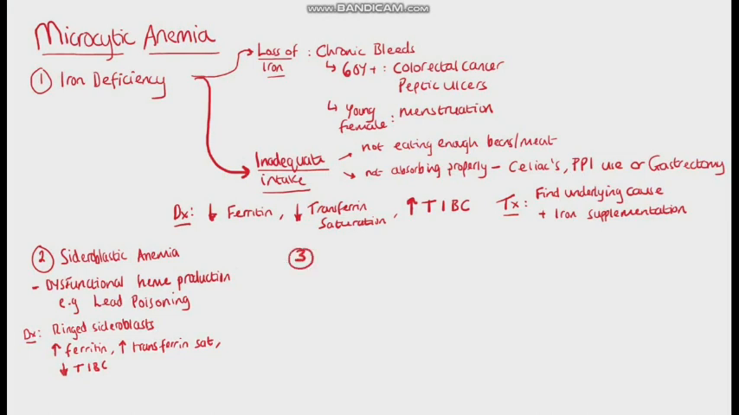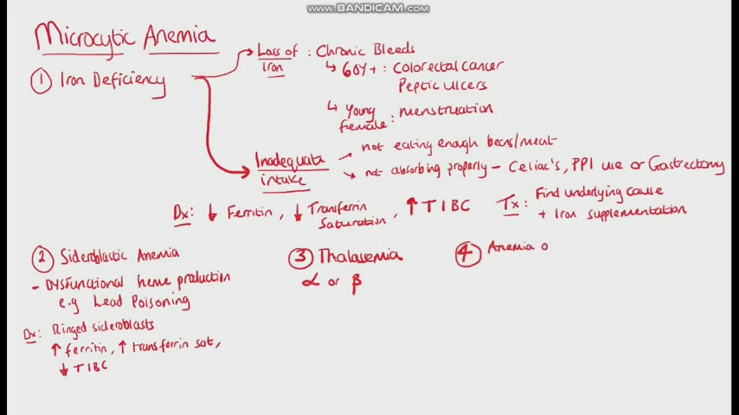Thalassemia is another cause of microcytic anemia. It's a disorder in the genes coding for hemoglobin. We have alpha thalassemia and beta thalassemia. Alpha thalassemia occurs if we have problems in the 4 alpha genes, and the severity depends on how many of the genes are affected. While the same is true also for beta, we only have 2 beta genes.